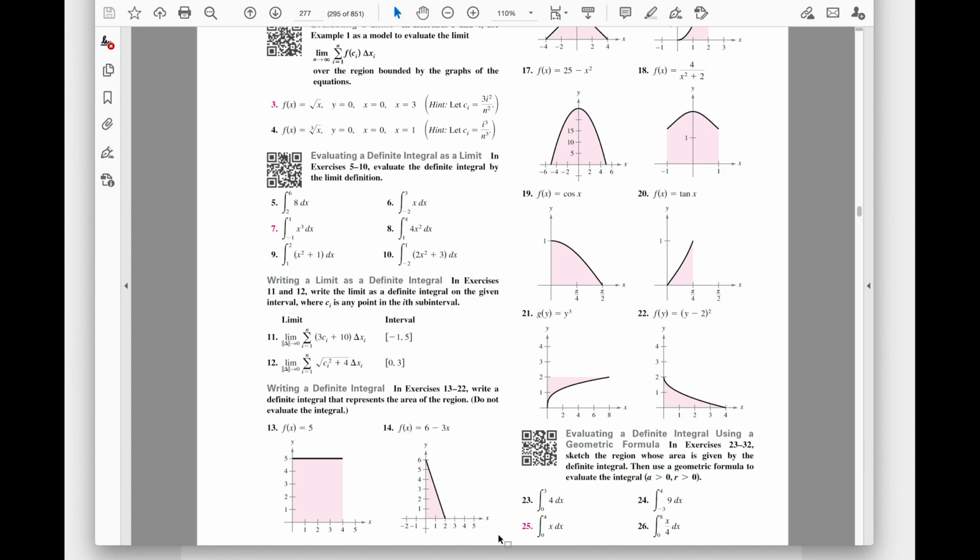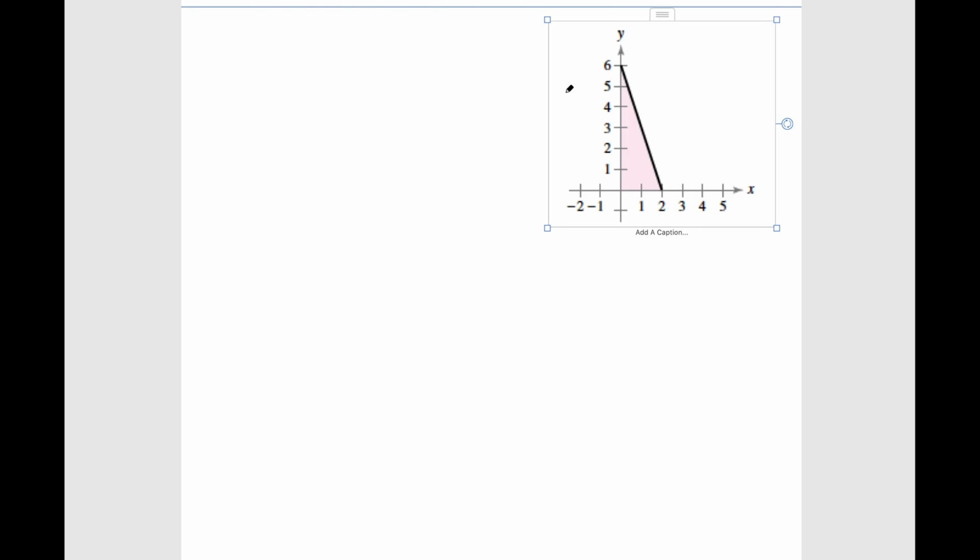All right, let's take a picture. Let's take the snapshot here, and paste it over here on this file. So this is, as we said, number 14. And this line is the function f of x equals 6 minus 3x. They gave it to us, right? I mean, we could have discovered it anyway, but they gave it to us. So they want a definite integral that represents this area.